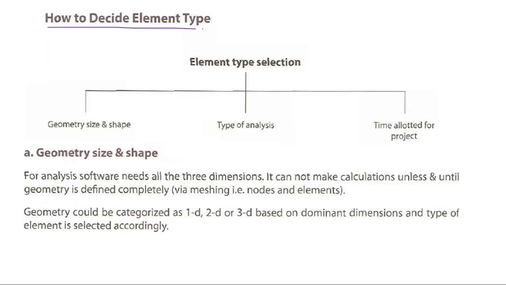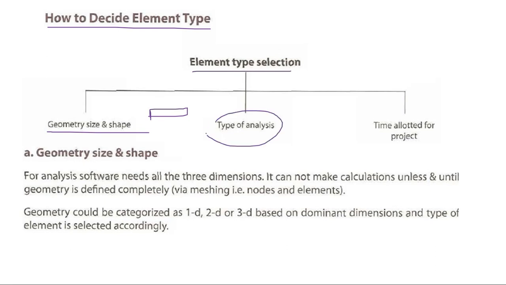If we go to how to decide element type. When we select the element type, we are considering three kinds of criteria. One is geometry, size, and shape. We saw that one dimension is whether comparable to the other two or not, comparing all three dimensions.